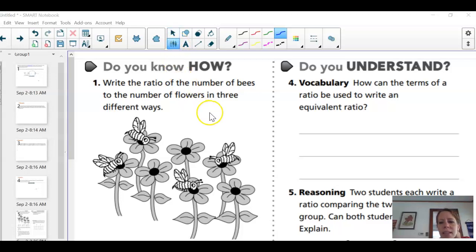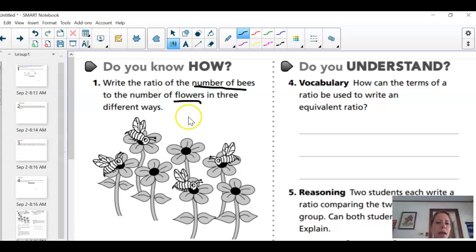Okay, let's go ahead and see how you did on your close and check. Remember, you should not be checking your answers until you're all done. So write the ratio of the number of bees to the number of flowers. Remember, we want to get in the habit of simply underlining things that are important. So I want bees to flowers.